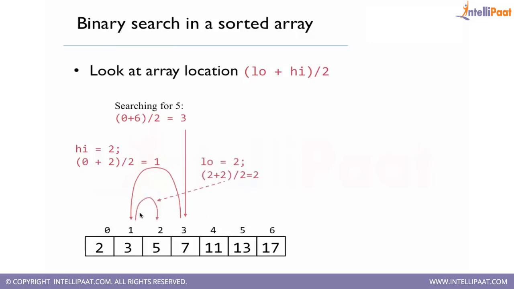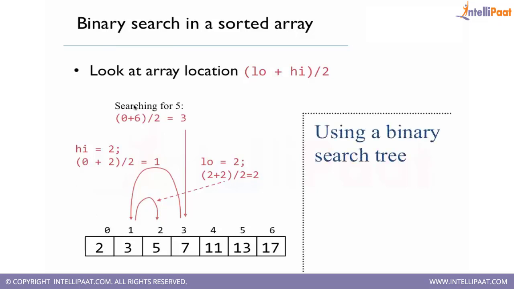Now let's do one more round of iteration where low is equal to 2, high equal to 2, and low plus high equal to 2. So 2 will become the right child of 1. Okay, so using the same approach we can build this array in the form of a binary search tree, which will look like this.